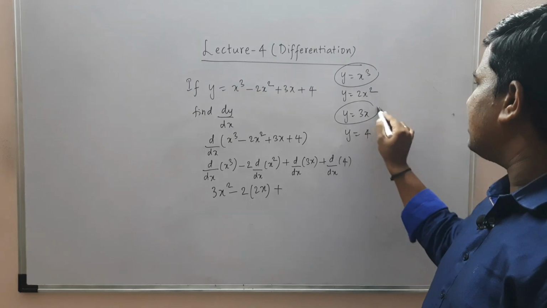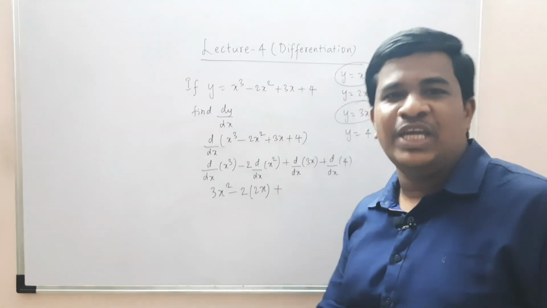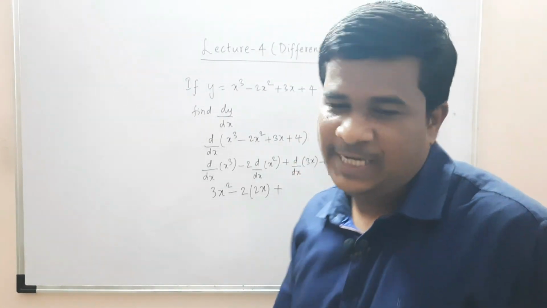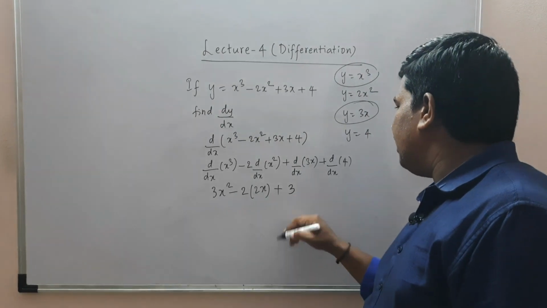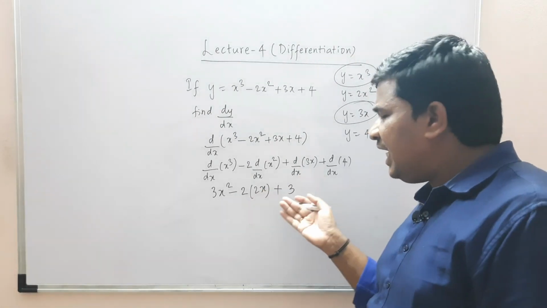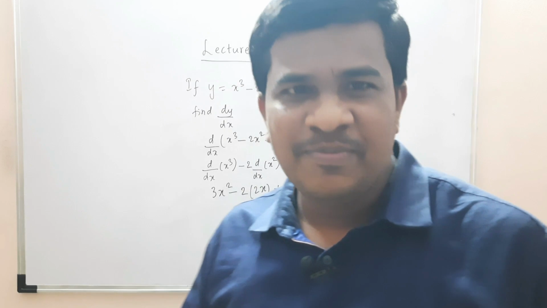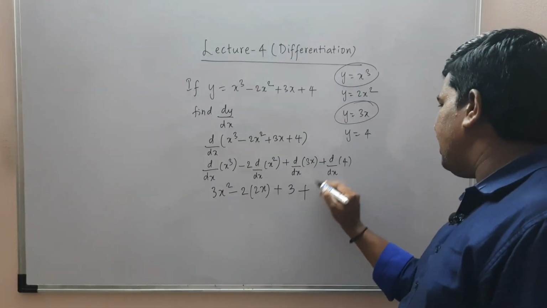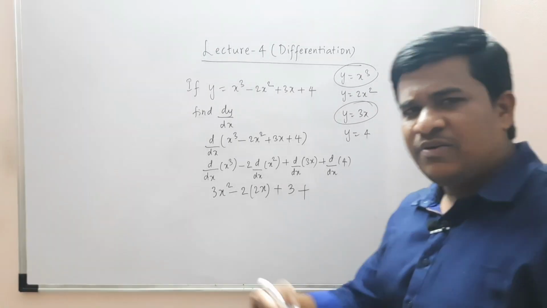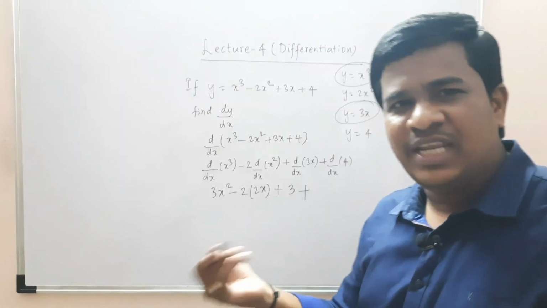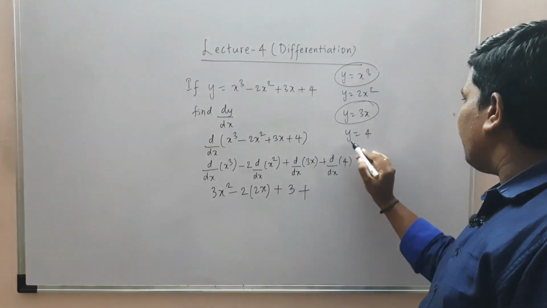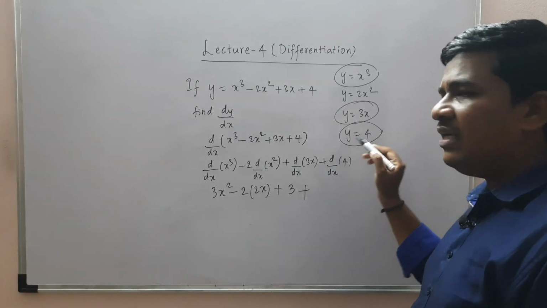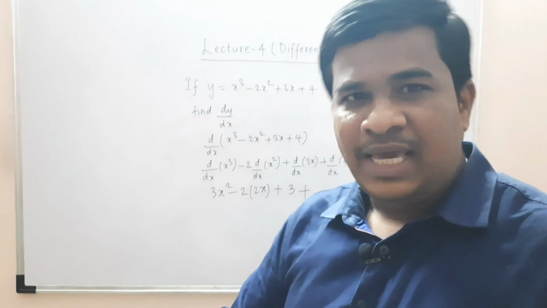y equal to 3x is a straight line of the form y equal to mx. What is the slope? 3, right? So 3. Or else you can write 3 into d by dx of x. d by dx of x is 1. Plus d by dx of 4. As we have seen in our previous video, d by dx of any constant, or y equal to 4, is a straight line that is parallel to the x-axis.